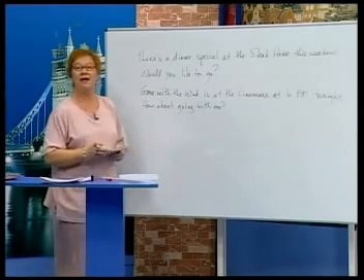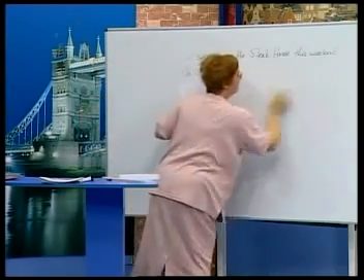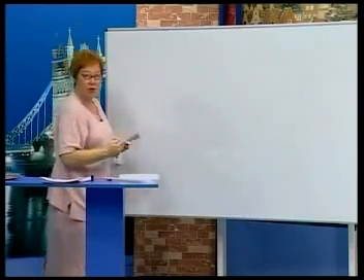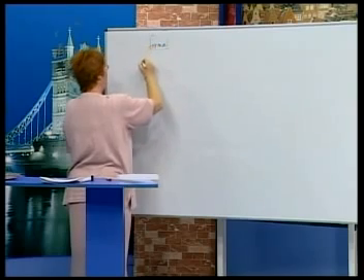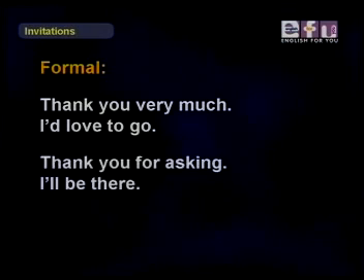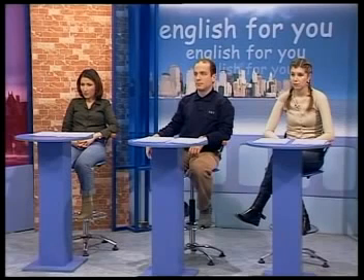Now, let's talk about accepting invitations again. And this is what they can look like. So this is if you want to go, okay? You're saying yes. So formal, we have, thank you very much. I'd love to go. Thank you for asking. I'll be there. And again, yes, thank you. That sounds very nice. Now, here's some more casual ones.